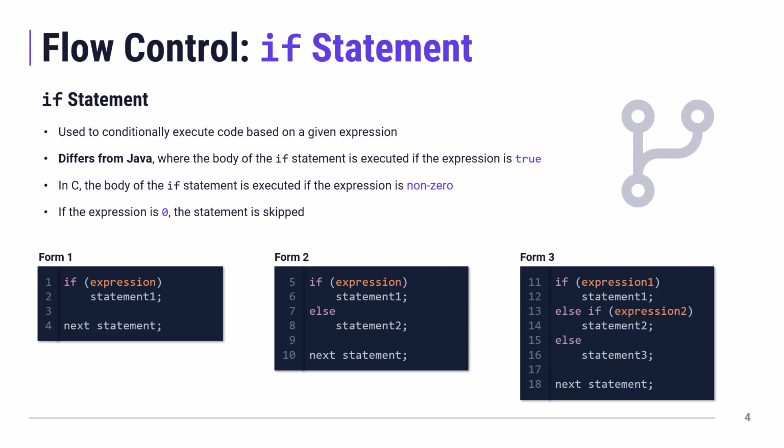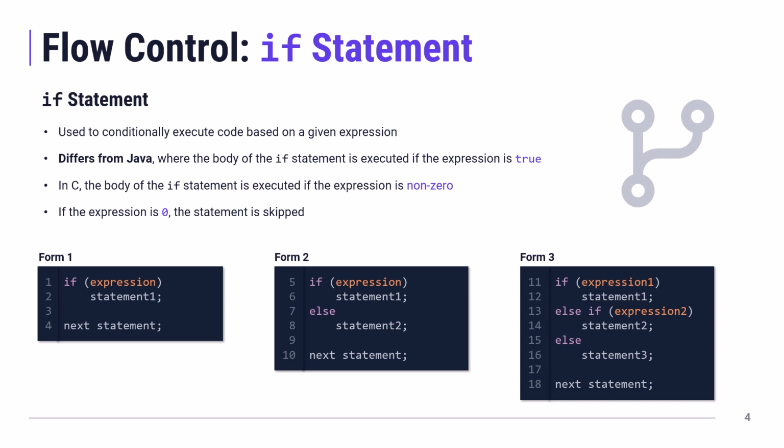Starting with the if statement, I think we're familiar with the notion of if. It's used to conditionally execute code based on a given expression. Where C differs from Java is that Java will execute the body of the if statement if the value of the expression is true. In C, the body of the if statement is executed if the expression is non-zero. So if it's 1, if it's 2, if it's -1, then it will execute the body of the if statement. Otherwise, if it is 0, then it will be skipped.